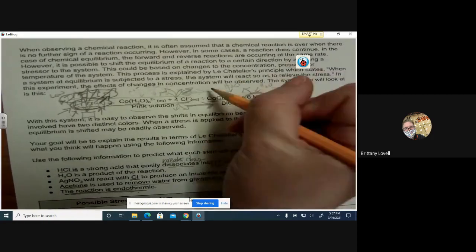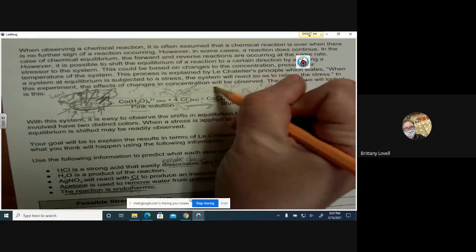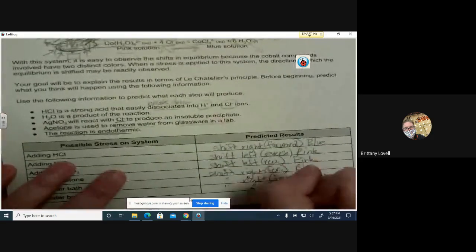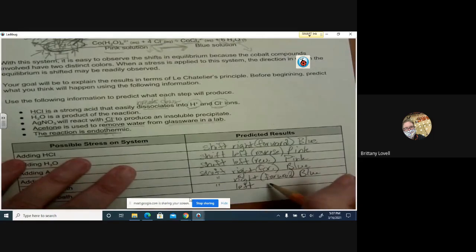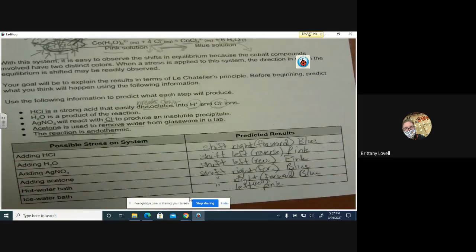How does the system fix the change? What's it going to need to do? It wants to replace it. It's got to replace the energy. So it's going to shift back to the left. Should be pink, hopefully. And that's the reverse reaction. I forgot to put that. That's the reverse reaction. Okay.